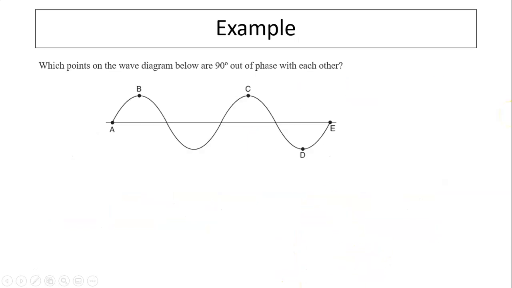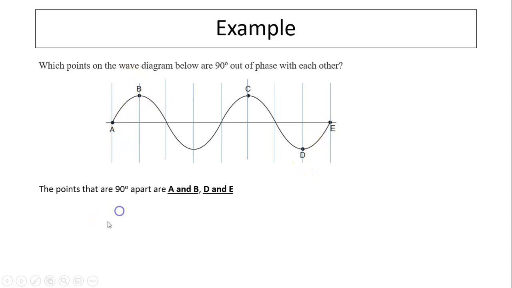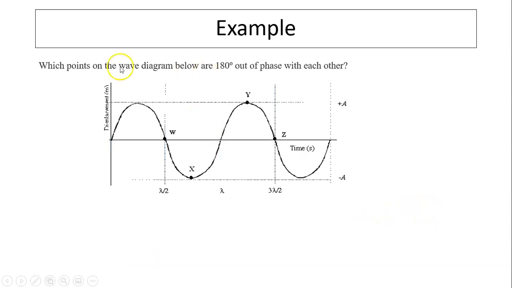Let's take a look at a couple of examples. Which points on the wave diagram below are 90 degrees out of phase with each other? Again, if you are still not sure, you can draw the vertical lines. Each vertical line is 90 degrees. So in this example, D and E are 90 degrees apart. So are A and B. Which 2 points are 180 degrees apart?